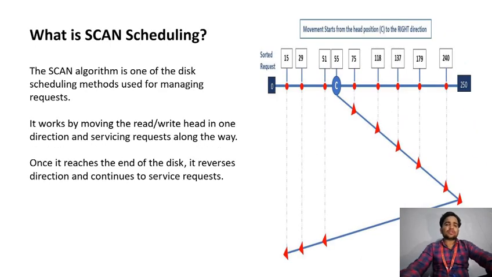What is SCAN scheduling? The SCAN algorithm is one of the disk scheduling methods used for managing requests. It works by moving the read or write head in one direction and servicing requests along the way. Once it reaches the end of the disk, it reverses direction and continues to service requests.